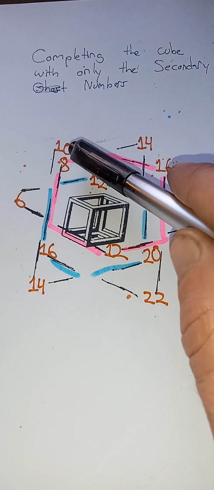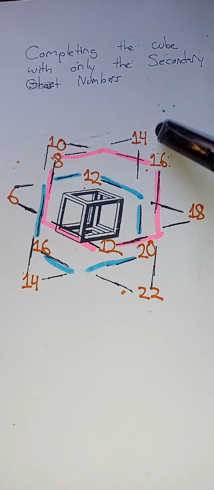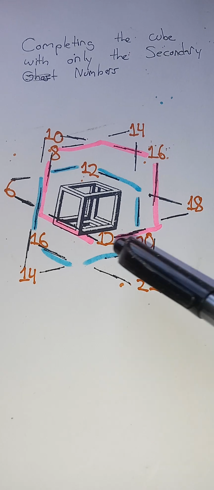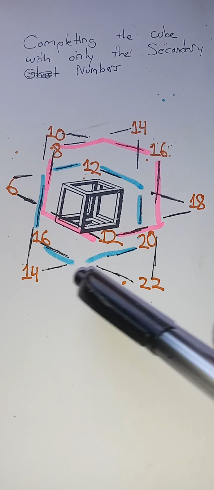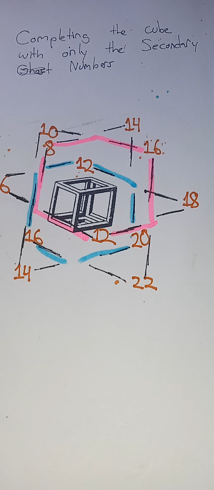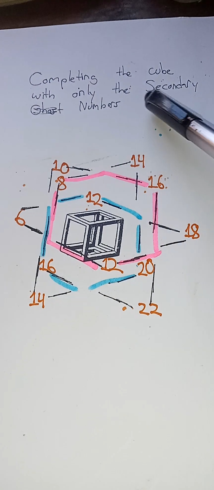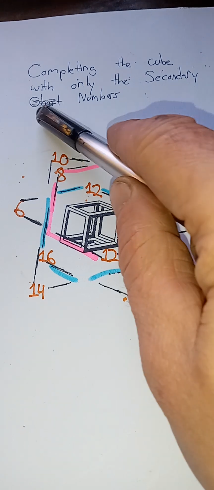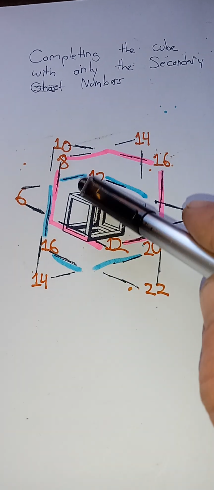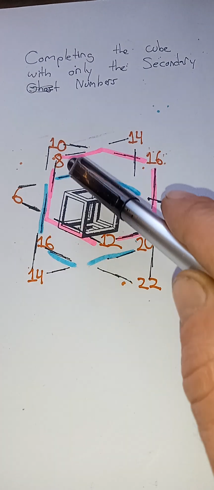The secondary numbers are the ones that come from the primary numbers at the corners. So this is completing the cube with only the secondary numbers. They're not ghost numbers, they're just secondary numbers. There's primary and then there's secondary.